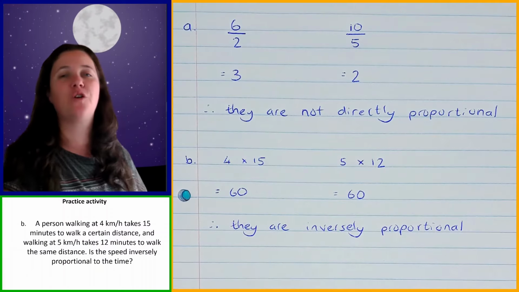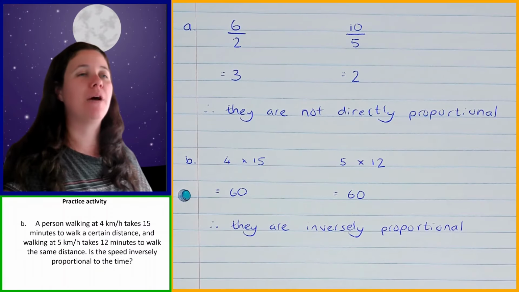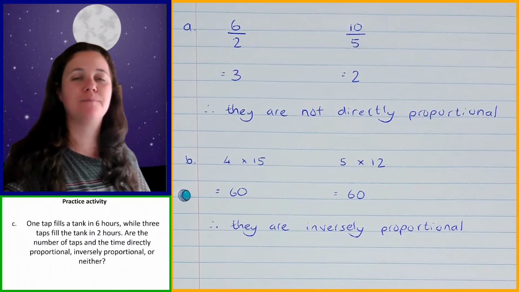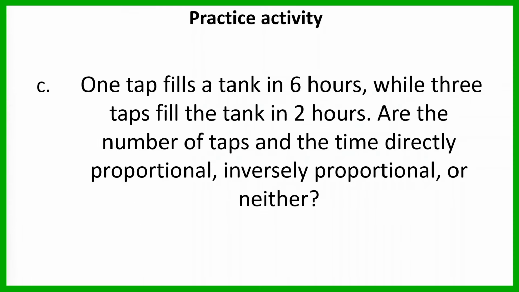Okay, so that's what you should have got for question B. Right, now let's go on to question C. In question C, 1 tap fills a tank in 6 hours, while 3 taps take 2 hours to fill the tank. We need to work out if the number of taps and the time are directly proportional, inversely proportional, or neither. Okay, so I'm going to give you 1 minute to work on this question as well.